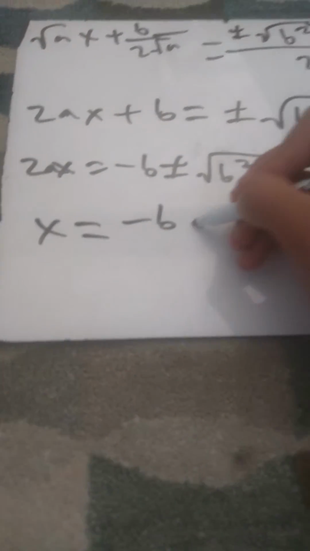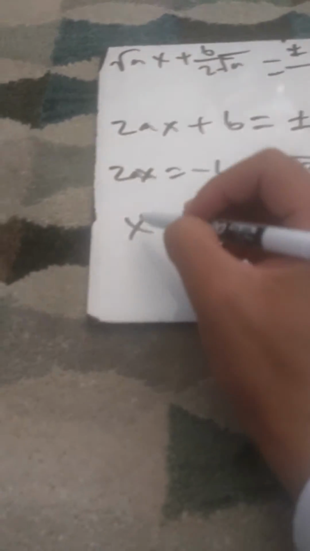And now we subtract b, we get 2ax equals negative b plus or minus square root of b squared minus 4ac. Now we're pretty much there. We just divide both sides by 2a. We get x equals negative b plus or minus the square root of b squared minus 4ac all over 2a. So here we have it. Quadratic formula.